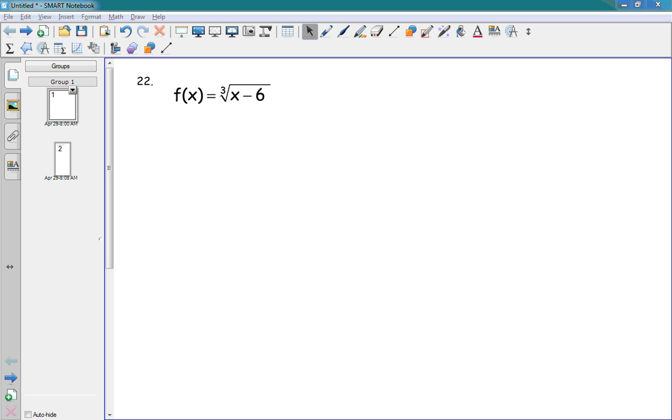Cube root it. I mean, cube it. You change it to y and then you switch that. I need to change f of x and make that into a y. So now I'm going to change f of x into y. What do I do? Just switch x and y. I swap out x and y. So now what? Y minus 6.